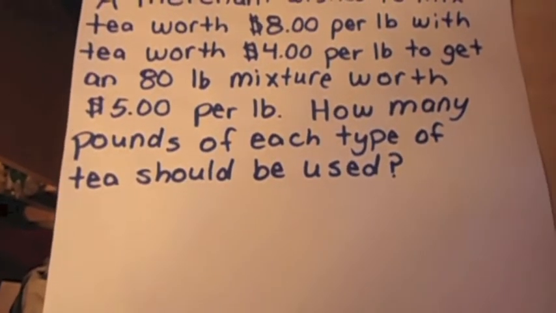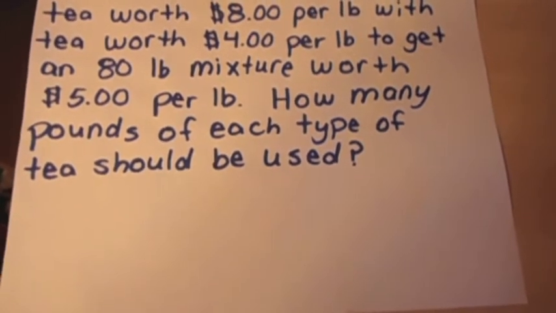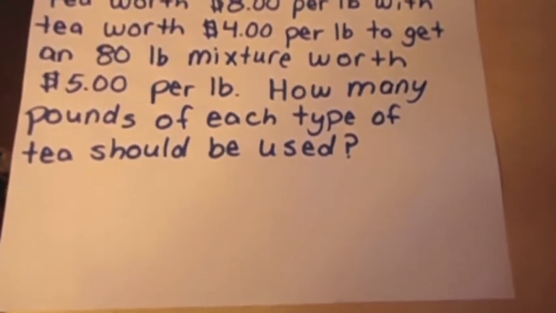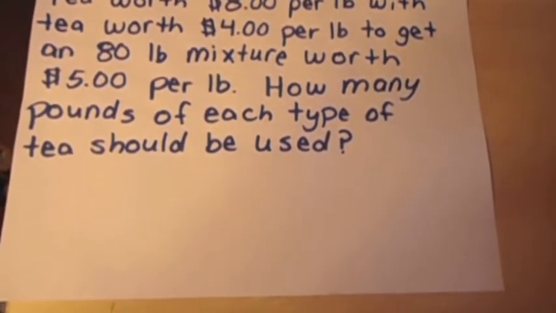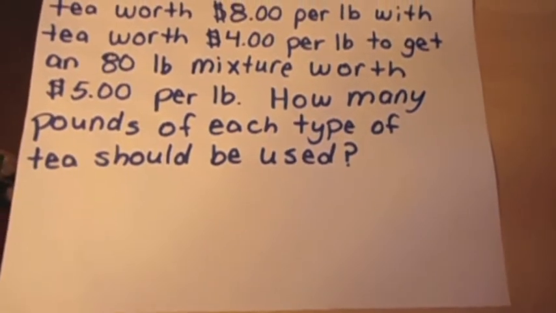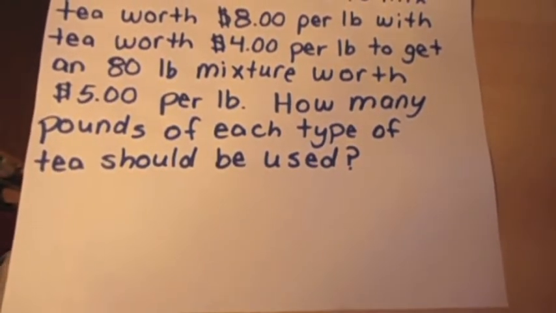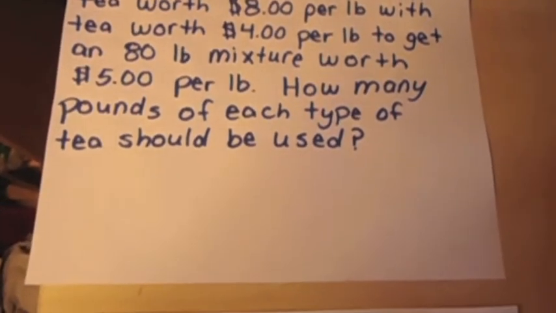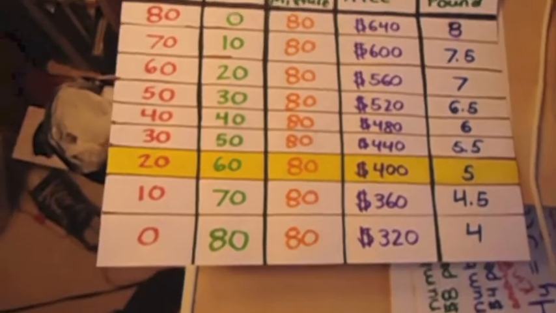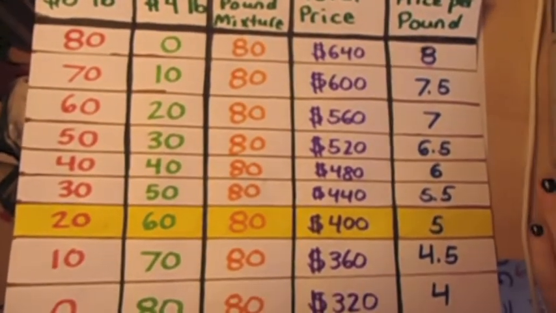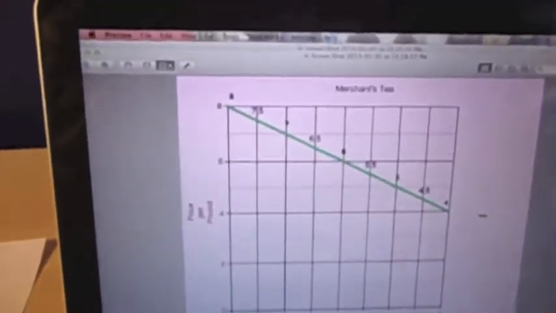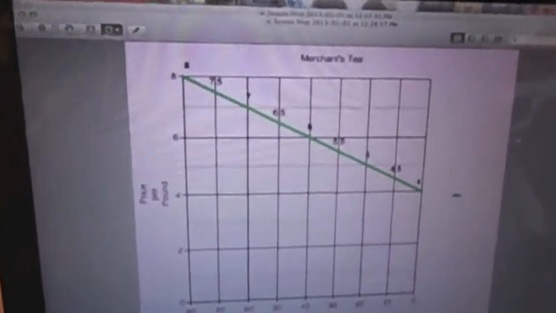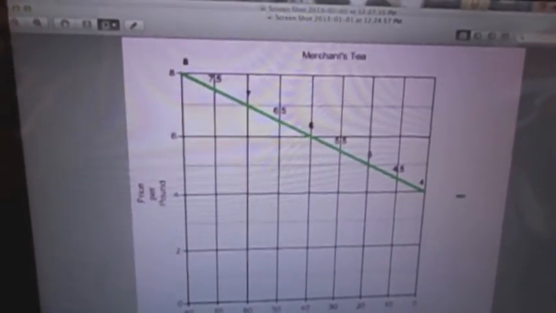So once again, we have the original problem. A merchant wishes to mix tea worth $8 per pound with tea worth $4 per pound to get an 80-pound mixture worth $5 per pound. How many pounds of each type of tea should be used? Now, we've already solved this with algebra and equations, and we've solved it with the data table. Now we can use the data table from the last part to graph this to find the solution once again. So as you can see, we can use two graphs since there's two unknowns that we're trying to find, which are how many pounds of $8 per pound tea and how many pounds of $4 per pound tea.